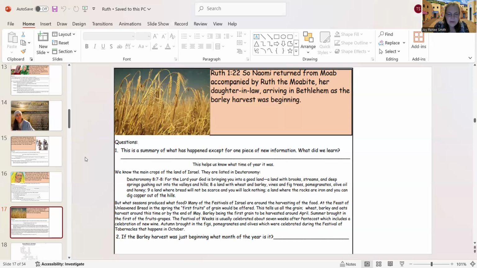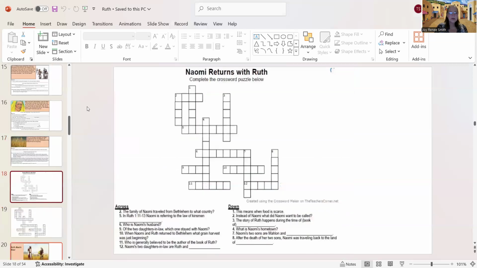If the barley harvest was just beginning, what month of year is it? The month of year would be April, around April. Our months, that is, April. So now we come to the end of this chapter.